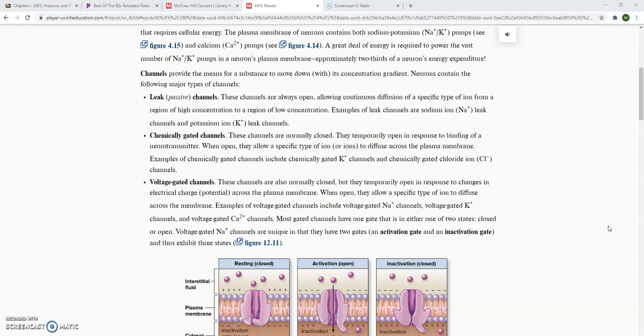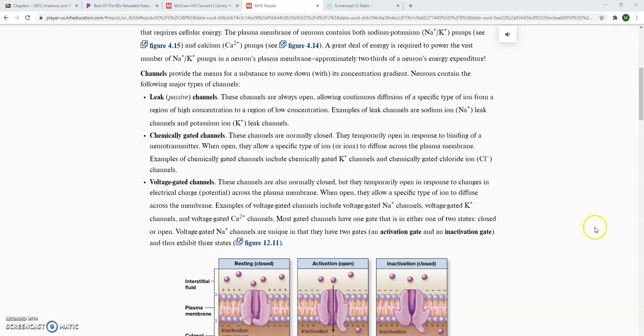So the channels that are embedded in the plasma membrane of our neurons can be of 3 different types. Leak channels is one of the types. And then we have ones that are called chemically gated channels. And then we have ones that are called voltage gated channels. So those are the 3 types of channels that you need to be familiar with that are present in the plasma membrane of a neuron.